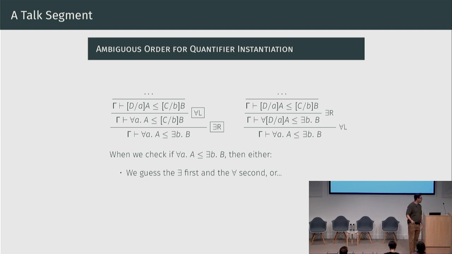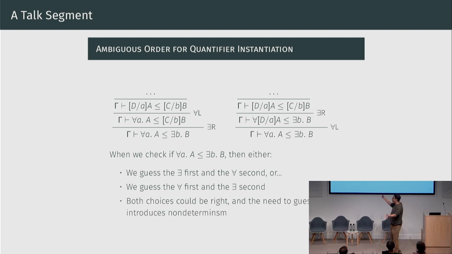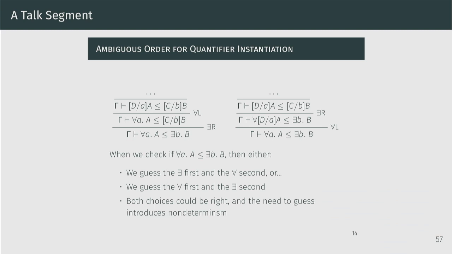So you can guess the for all first and then the exists, or the other way around. And now we have a problem, because when you have two choices, an algorithm may have to try both. And this has created backtracking in your algorithm, because if you have multiple places where these quantifiers can occur, you have multiple places where backtracking can happen. And this would make your algorithm exponential time. And nobody would be happy with you if you did that.